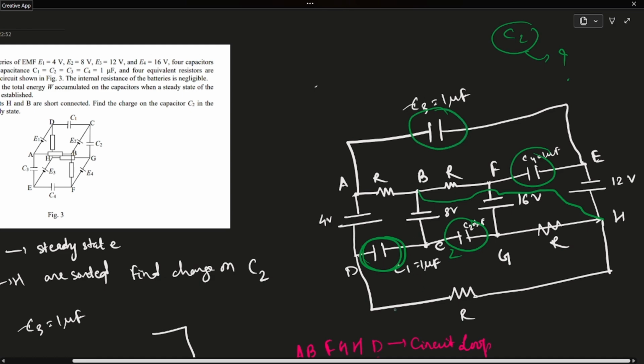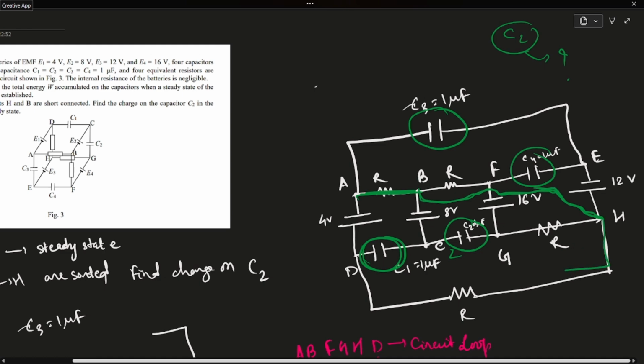So how will the current flow? The current will flow like this: A to B. Then it is not going to flow from B to F, F to G, and G to H, because we have short circuited the B to H part. So in this part there are no resistors. So the current will follow this path.